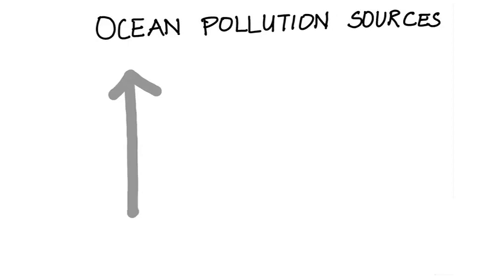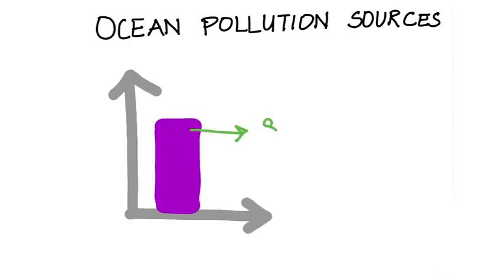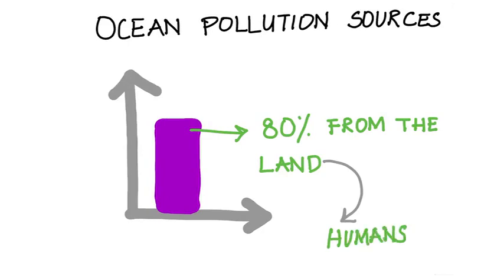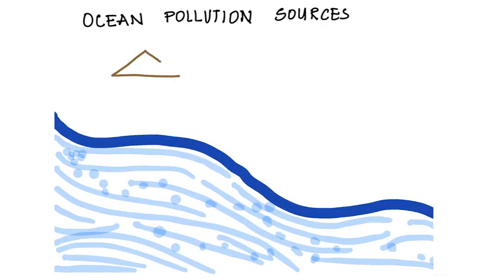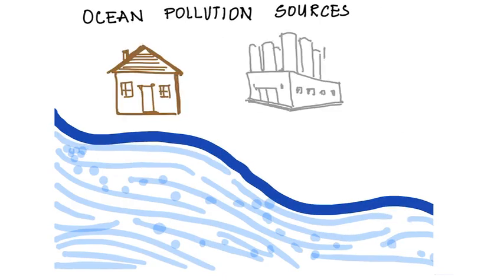While there are natural causes of ocean pollution, like windstorms, fish waste, and volcanoes, 80% of ocean pollution comes from the land, and that's primarily caused by humans. Major land-based pollutants include household and industrial waste that flows through sewer systems into rivers and finds its way into the oceans. Watch my water pollution video to learn more about how we've been polluting our rivers.